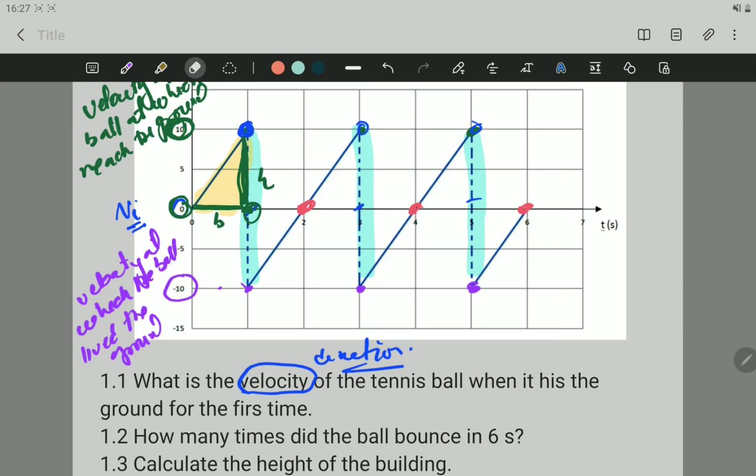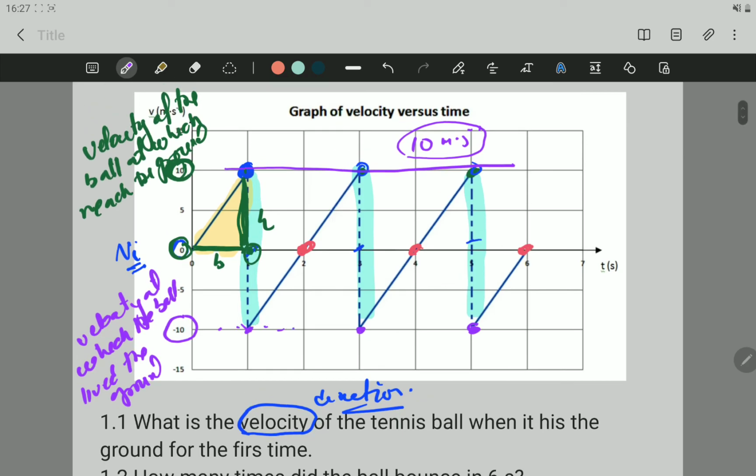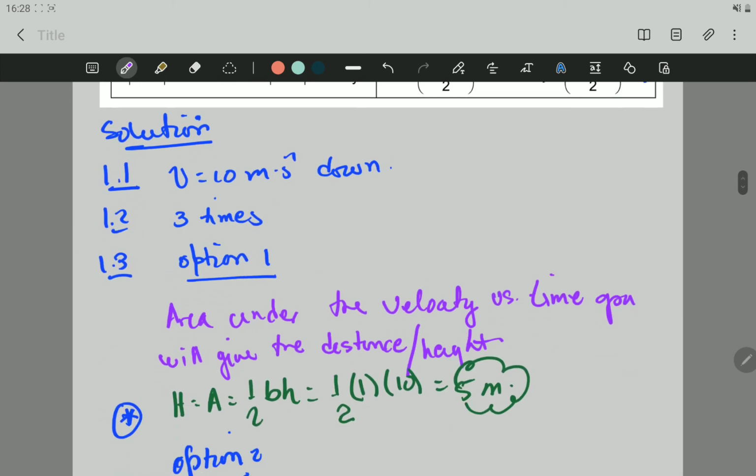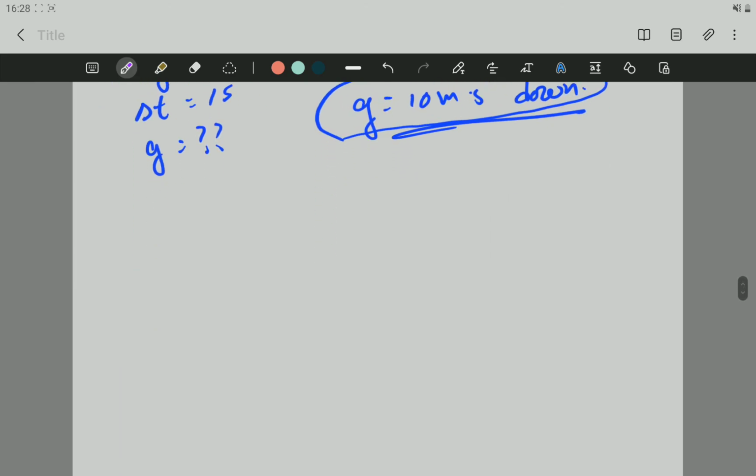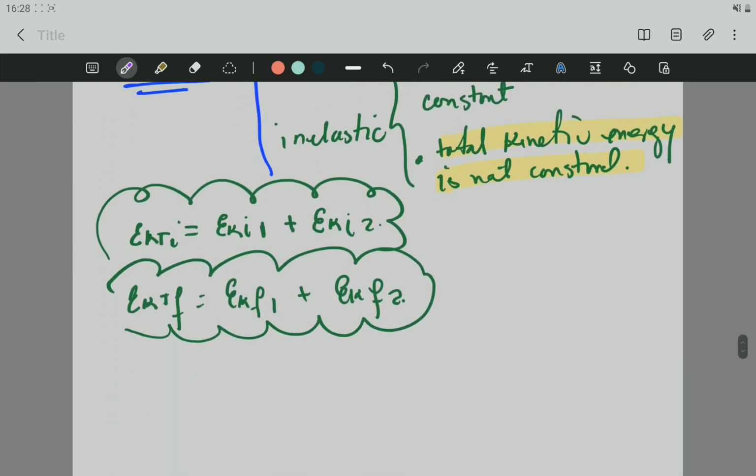Okay? From the graph, you can see that the speed of the ball when it hits the ground is equal to the speed of the ball when leaving the ground. So the speed of the ball when it hits the ground is this one, which is 10 meters per second. This is speed, only magnitude. And the speed of the ball when it leaves the ground is this one, which is also 10 meters per second. So the speed is the same when it reaches the ground and when it leaves the ground. Therefore, the collision in this specific question is elastic.